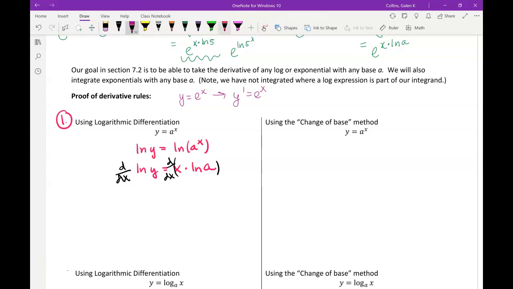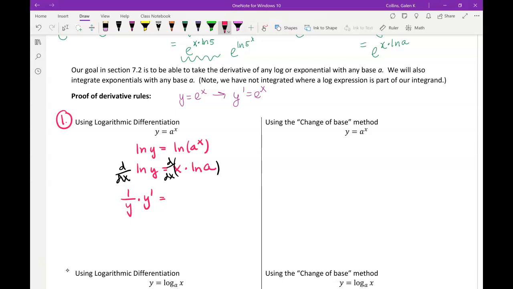On the left-hand side, we get this predictable outcome, 1 over y times y prime, or dy dx. I know I'm alternating notation because I'm too lazy to write dy dx. And on the right-hand side, in a lot of the problems we did in class, we had to use the product rule, but a is a number, so the natural log of a is a constant. So I don't have to use the product rule.